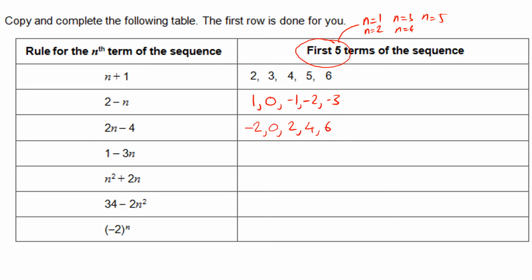For our third one, it's a little bit different. This is going to go down, and our first term would be minus 2 again, but our next term will be minus 5, and then we go down in 3s.